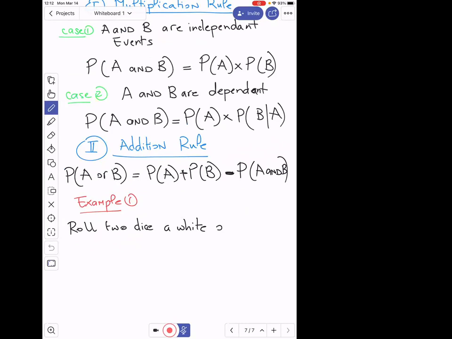A white one and a red one. Okay, so we have two dice. One is white and the other one is red. And the first question is to find the probability of getting, let's say, 5 or 6 on the white die, and an odd number on the red one.